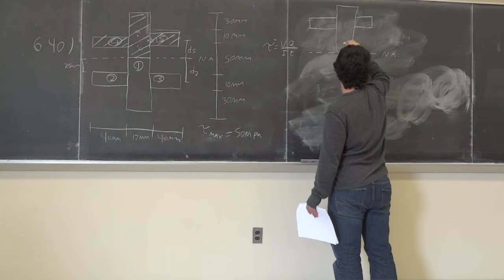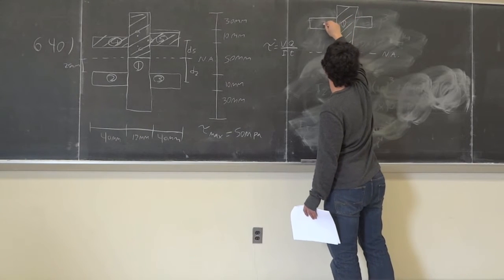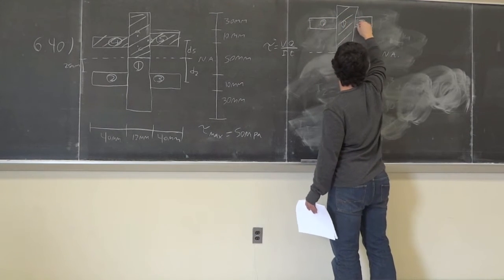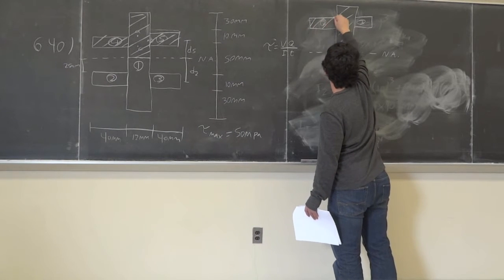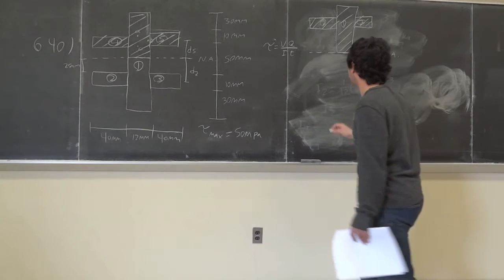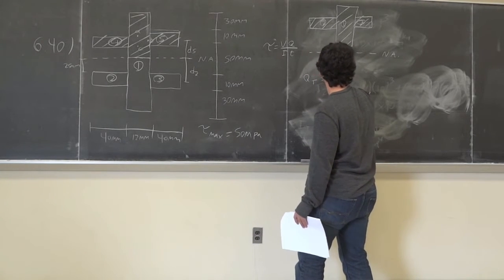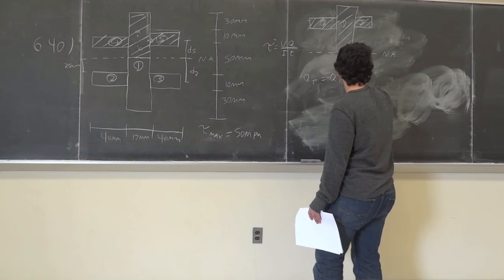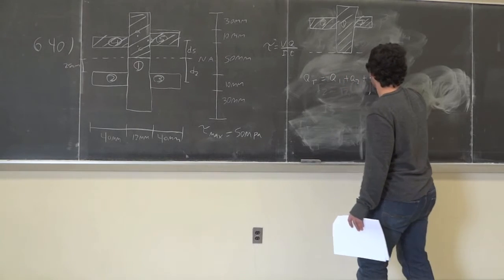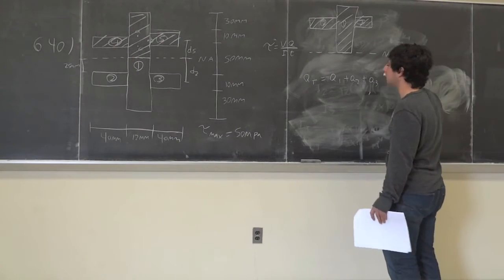So we're going to have to find Q. This is box 1, this is 2, and this is 3. Doesn't really matter the numbering. So we're going to have to find Q of this whole thing. Q total is going to be equal to Q1 plus Q2 plus Q3, right? So we're going to need the distances.